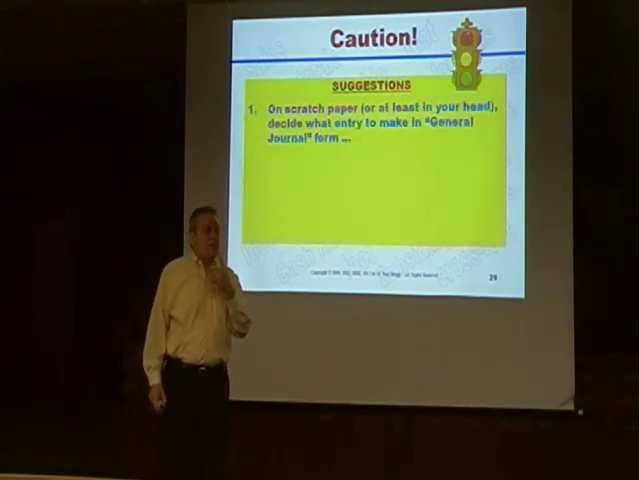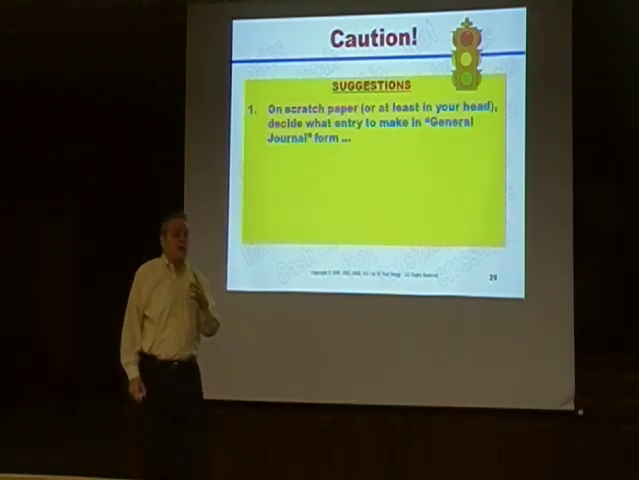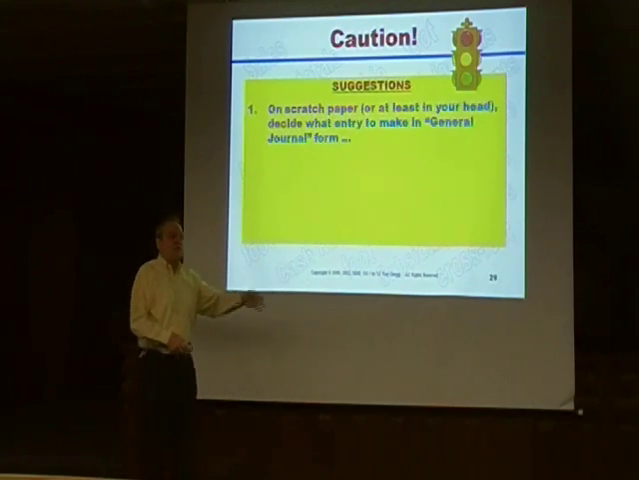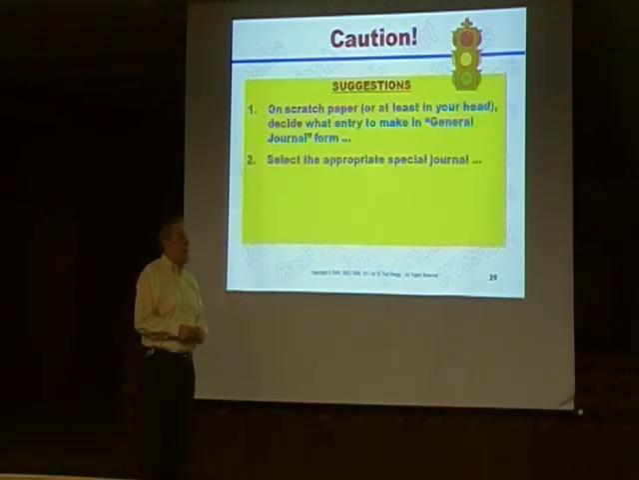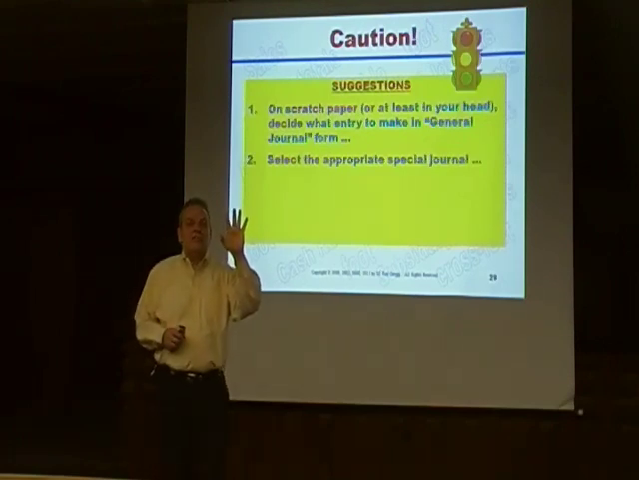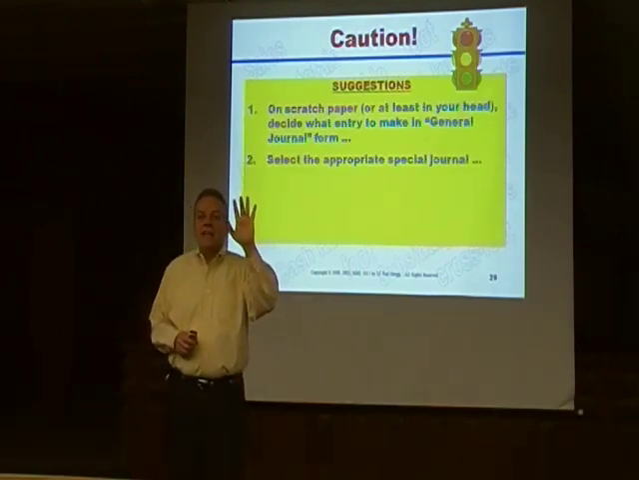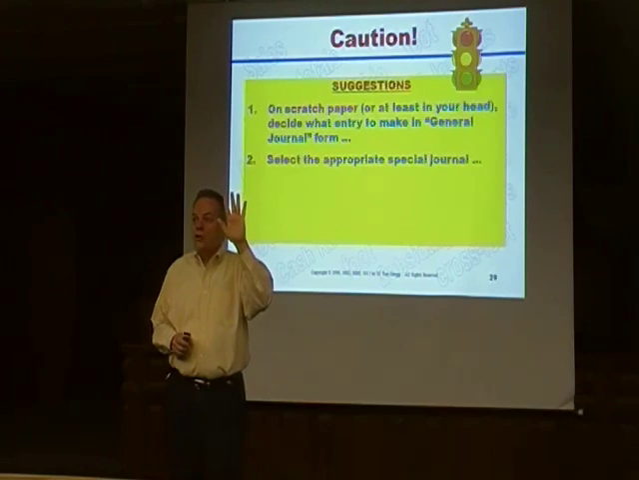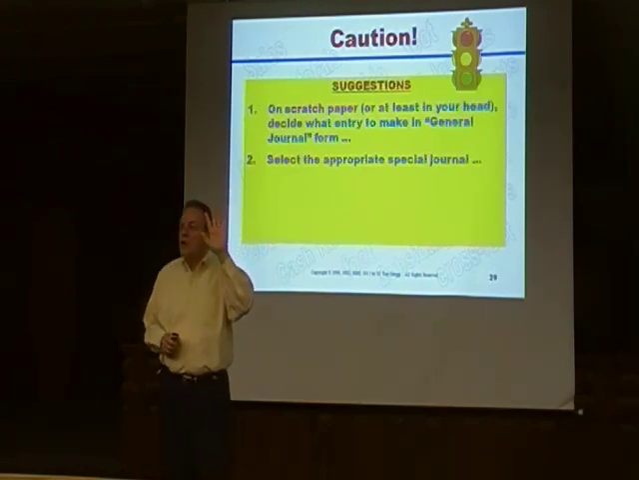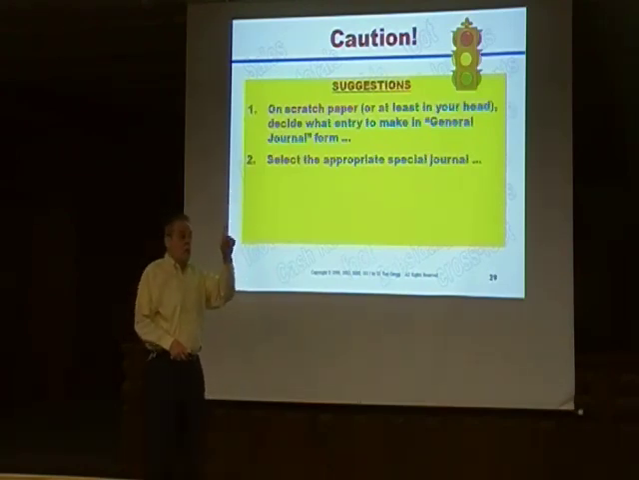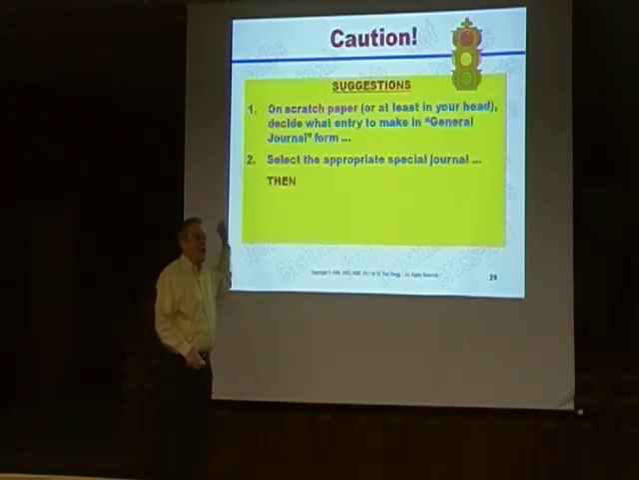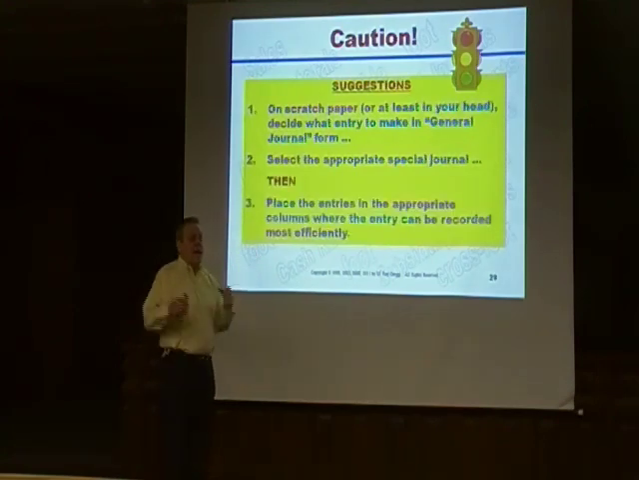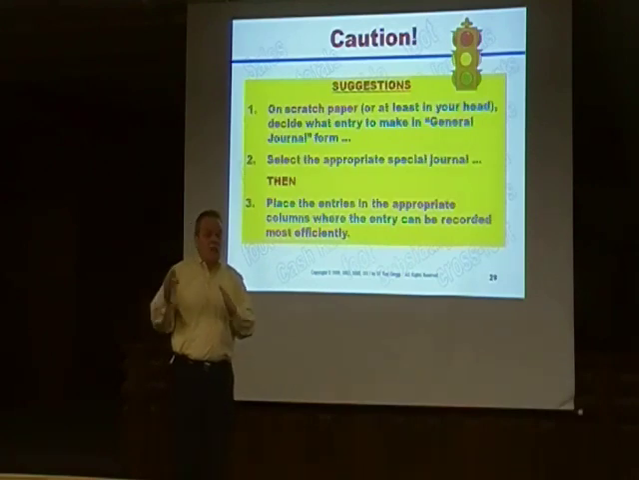I want a debit to cash and I want a credit to accounts receivable. Decide what to do first, just like you have the previous six chapters. And once you've decided on that, then think about the criteria we've established today to select the best journal in which to record that. Where is it going to be recorded most efficiently? And once you've done that, then and only then, decide how it will be journalized and write it down in an appropriate format.